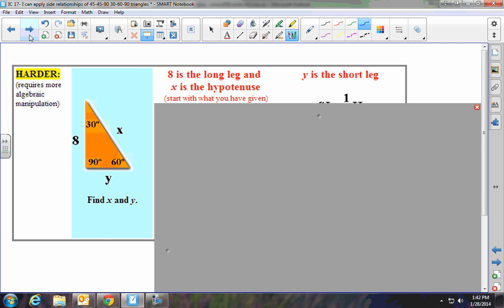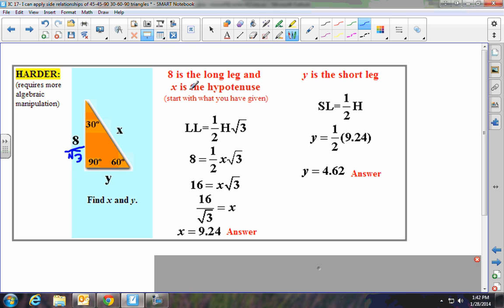The hardest problem you're going to encounter is when they give you the long leg, okay? Because to go from long leg to short leg, we have to divide by radical 3. And you'll recall that we do not like it when we have a radical on the denominator. So we'll have to rationalize that denominator, okay? And that looks something like this over here.